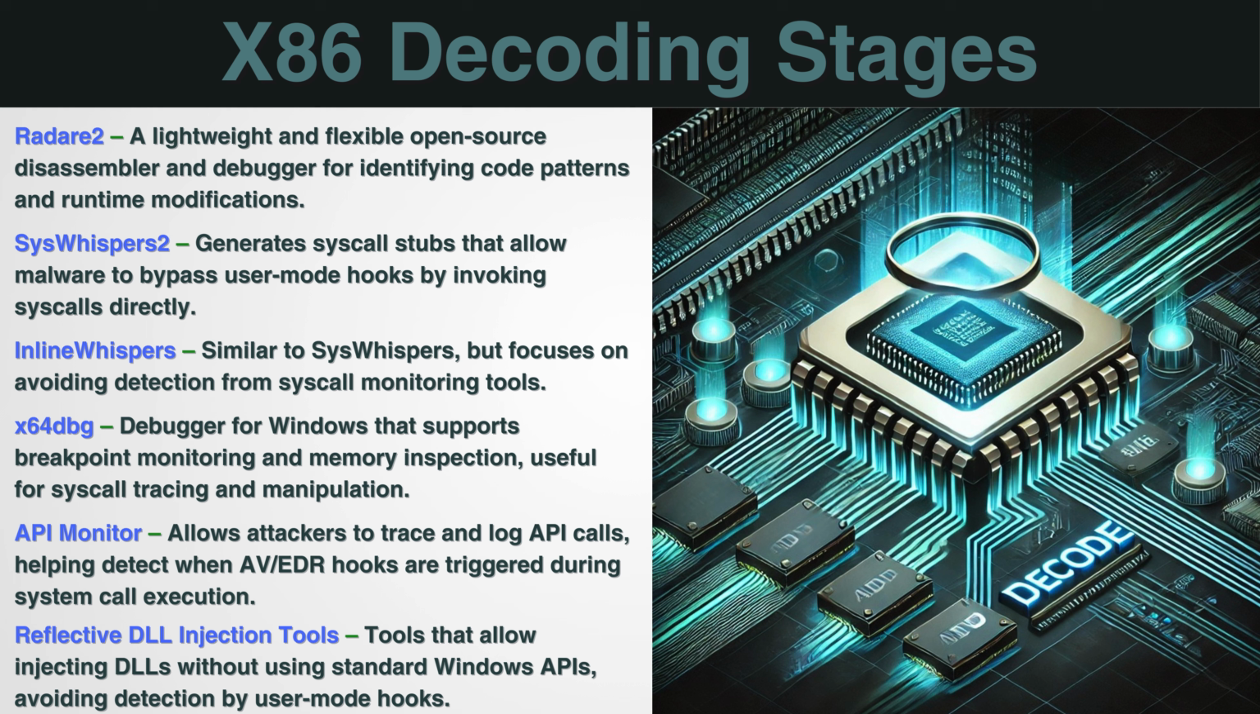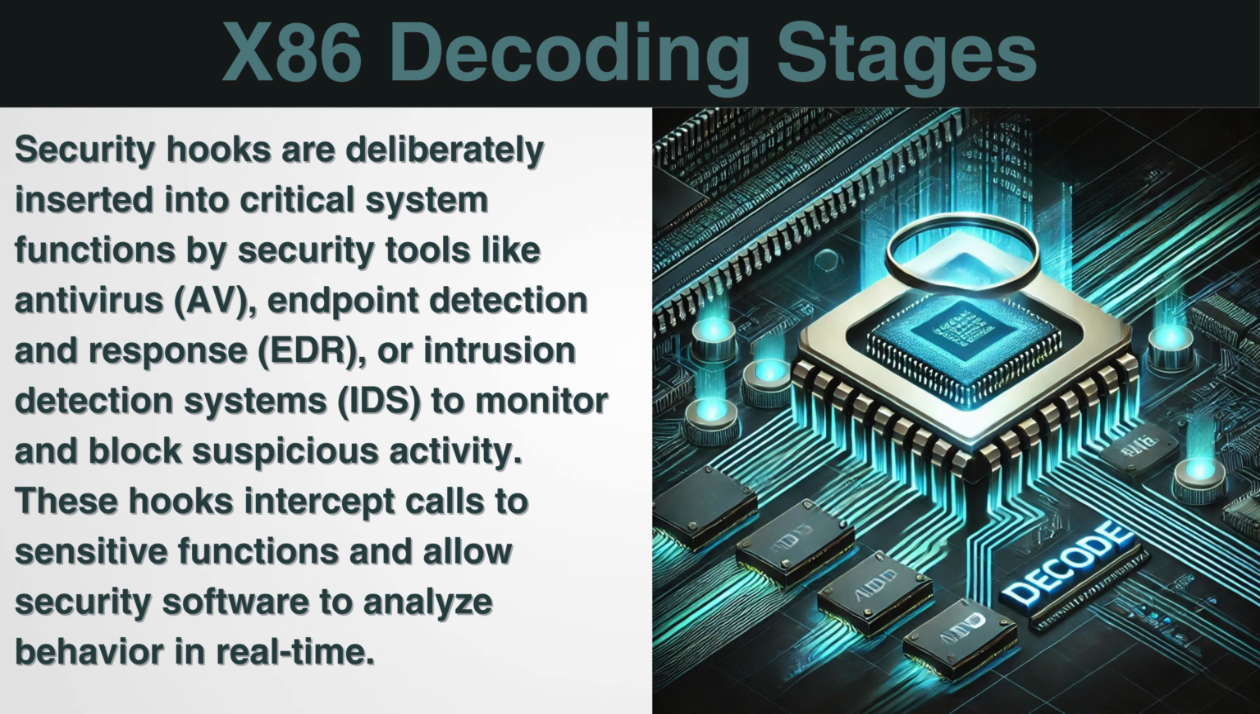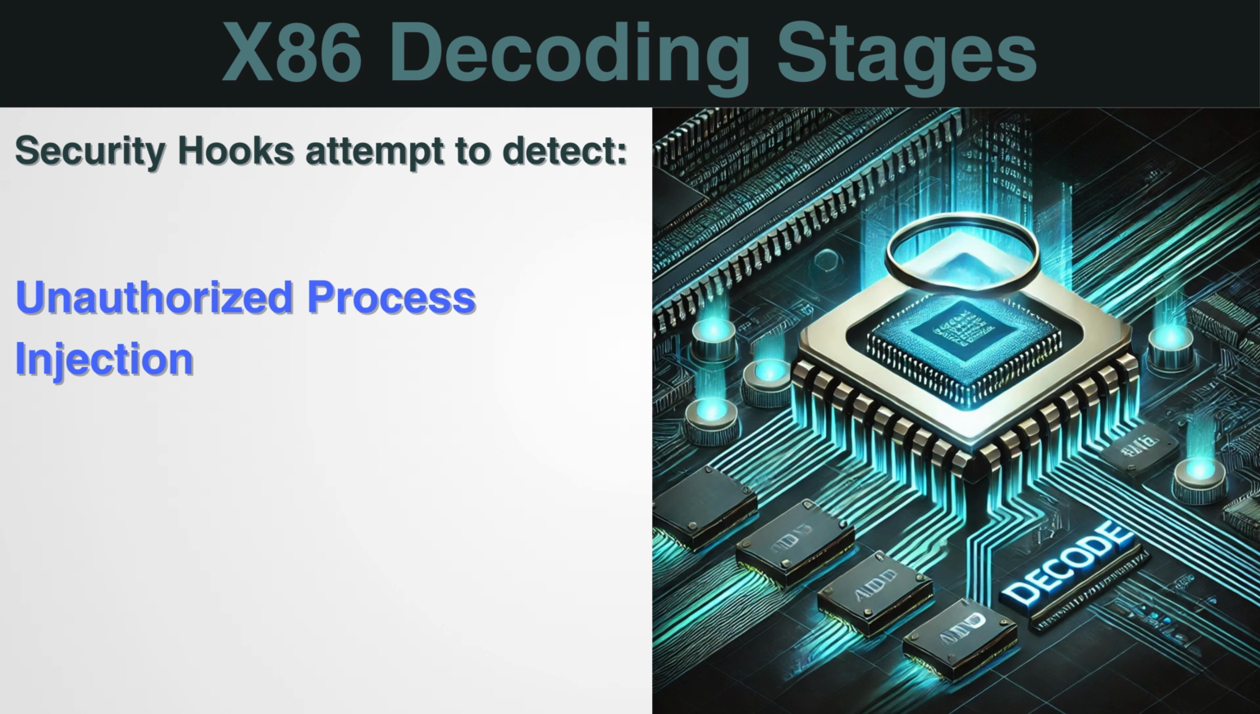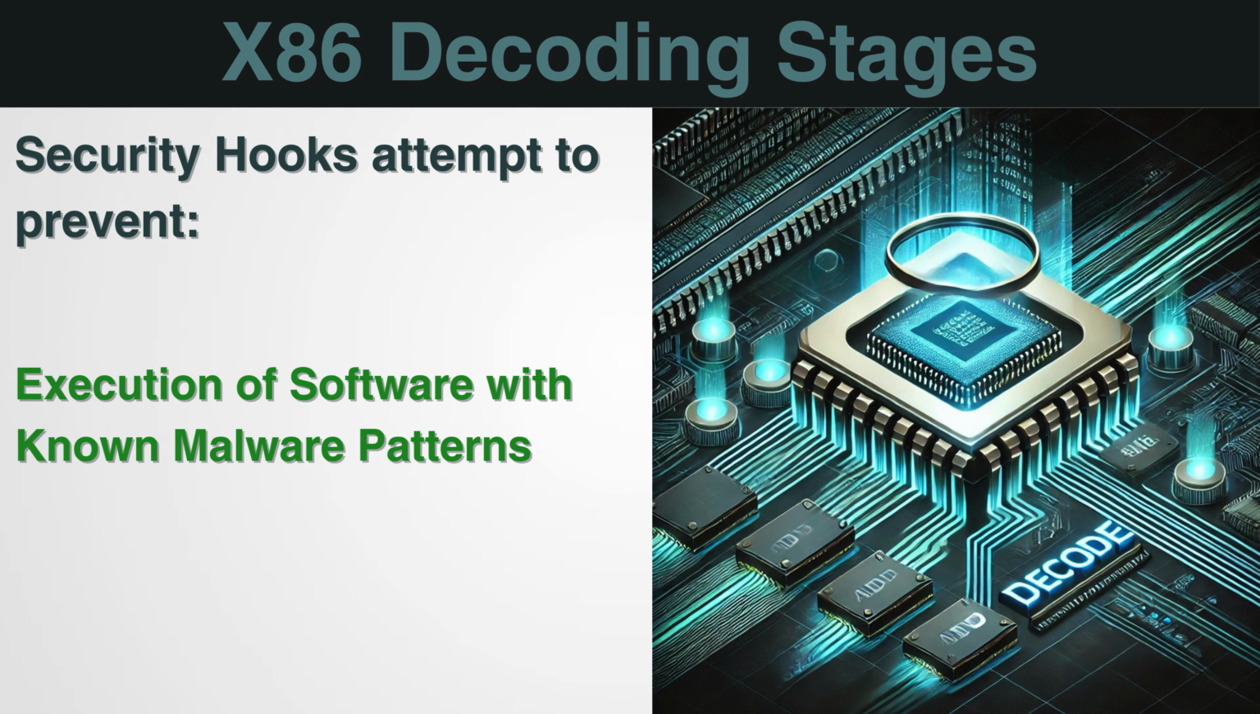And just to clarify, a security hook is a mechanism used by security software like EDRs and antivirus to manage, intercept, or modify function calls within an application or the operating system. These hooks are strategically placed in key system functions to detect malicious activity like unauthorized process injection, to log system events like file access and network connections, and hopefully prevent execution of known malware patterns.